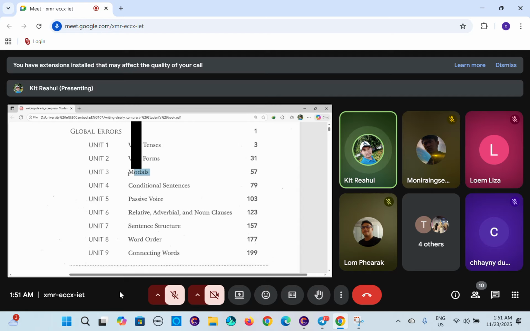In the last unit, I'm going to be talking about the modal verbs in unit four. This unit will be presented by Periak next week, and passive verb will be presented by Gigi next week.